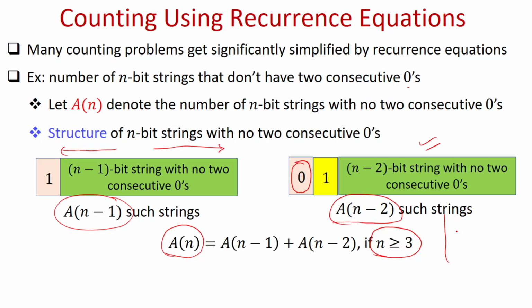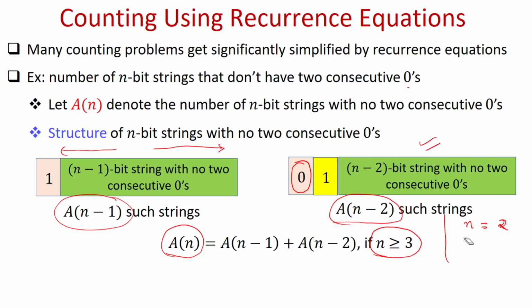Because if I take n equal to 2, then this argument won't hold, because if I substitute n equal to 2 here, then I get a of 0. And a of 0, as per the definition of my a function, is the number of strings of length 0 which do not have any occurrence of two consecutive zeros, which does not make any sense. So that's why this definition of this recursive function holds for all n greater than or equal to 3, right?